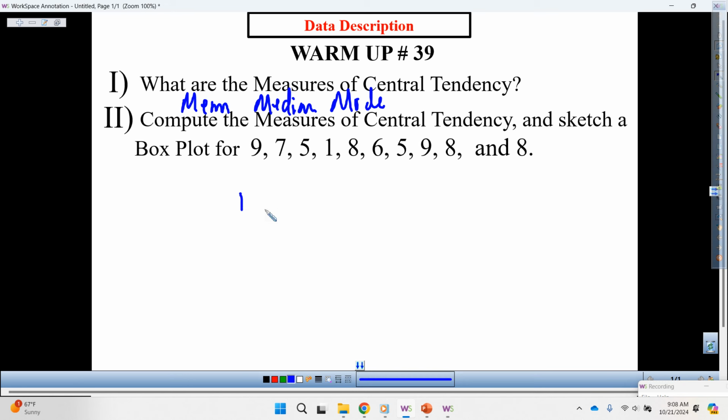We got 1, 5, 5, 5, 5, 6, then we got 7, 8, 8, 8, 8, one more 8. 9, and 9.